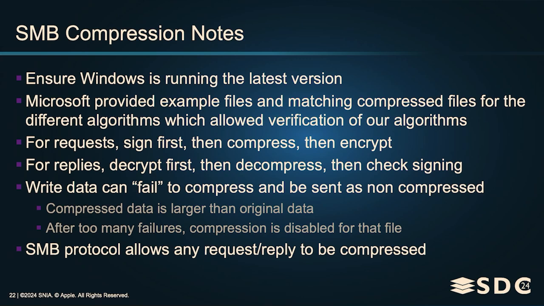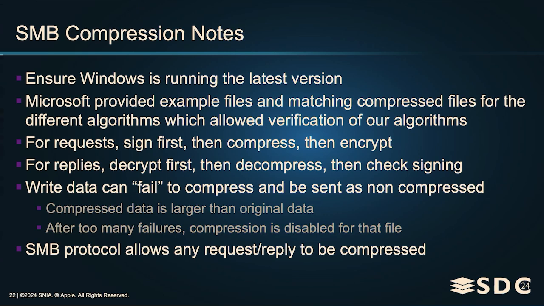Like everything else, you should always make sure your Windows server is running the latest version to make sure you have all bug fixes. When we were developing compression, we contacted Microsoft and obtained test files from Microsoft. They were kind enough to give us example files and then the matching compressed files. That actually allowed us to test our compression algorithms independent of implementing it over the SMB protocol. So Microsoft has a whole set of files for that.